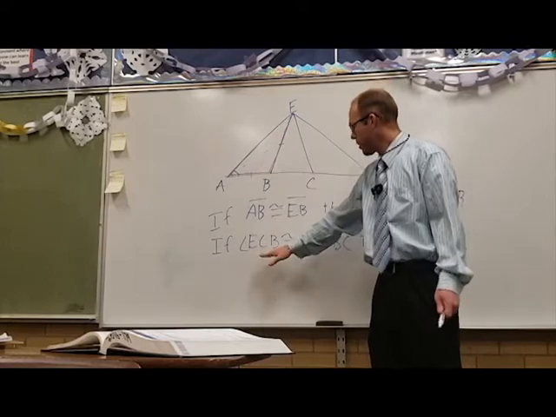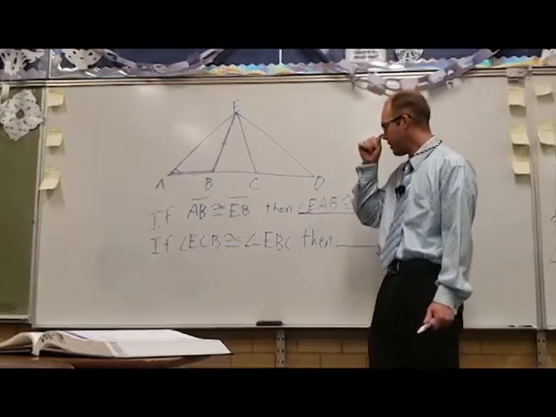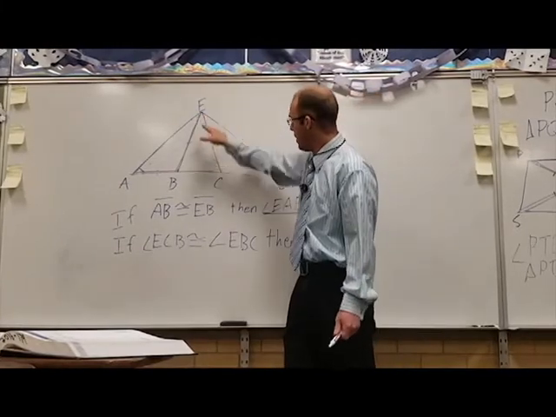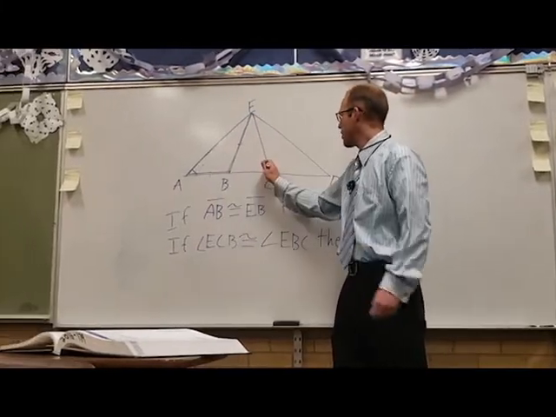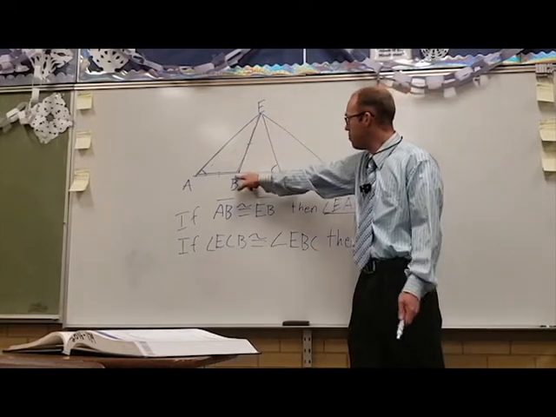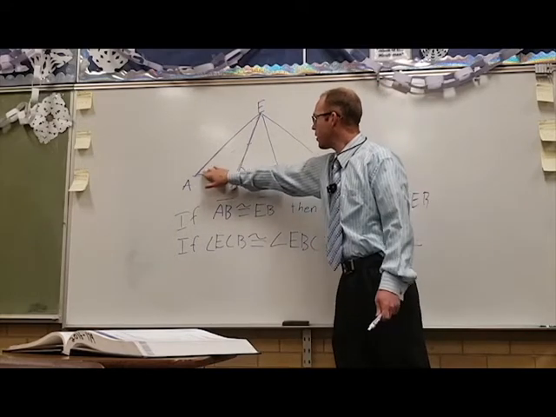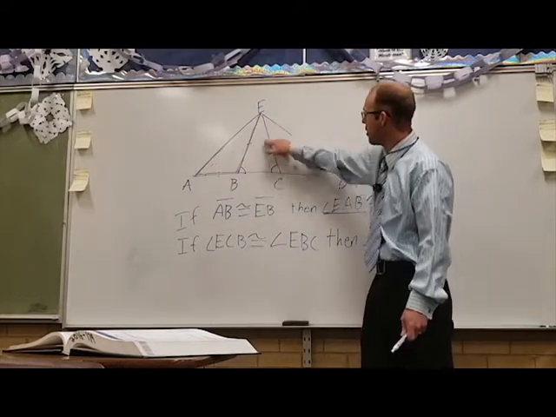Let's take a look at our second piece of information. If angle ECB is congruent to angle EBC, let's figure out where they are. ECB is this angle right here. EBC is that angle right there. So these two angles, we can see we're talking about this middle triangle right here.